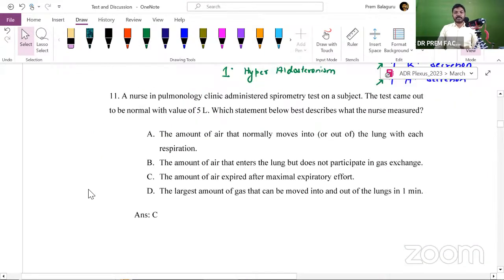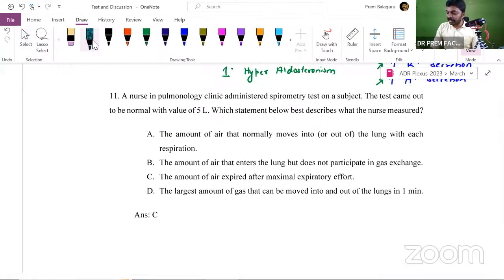Coming to question 11. The nurse is measuring a parameter which is 5 liters of air, and she is also saying that it is a normal value. So what is the lung volume or lung capacity which has a normal value of 5 liters? This is nothing but forced or vital capacity. It can be forced vital capacity or slow vital capacity, whatever it is. The normal value is going to be 5 liters.